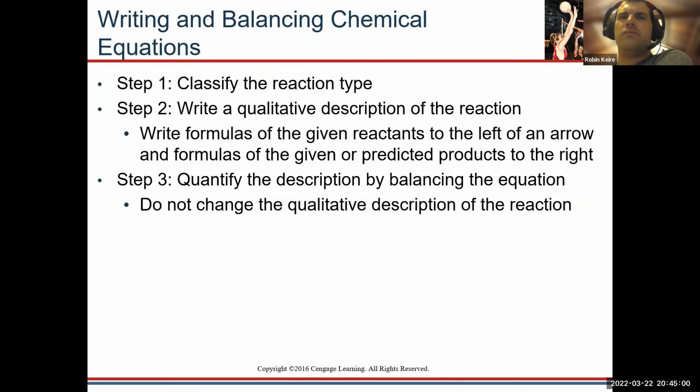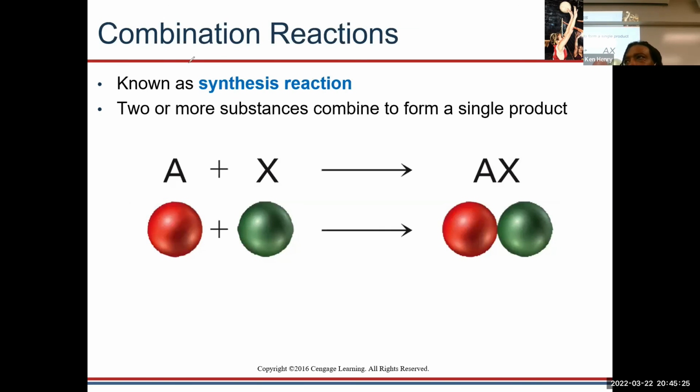Okay. So to write and balance chemical equations, the first thing that we want to do is try to classify the type of chemical equation that we have. You guys remember the different classifications? If I told you I wanted a combination reaction, what is a combination reaction? Or a synthesis reaction? A plus B yields AB, or in this case, A plus X yields AX. This is an example of a synthesis reaction, where we get 2 or more substances to make a single product.